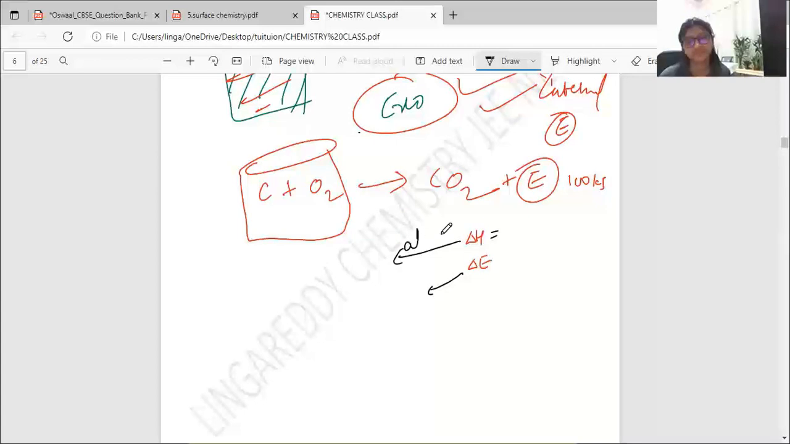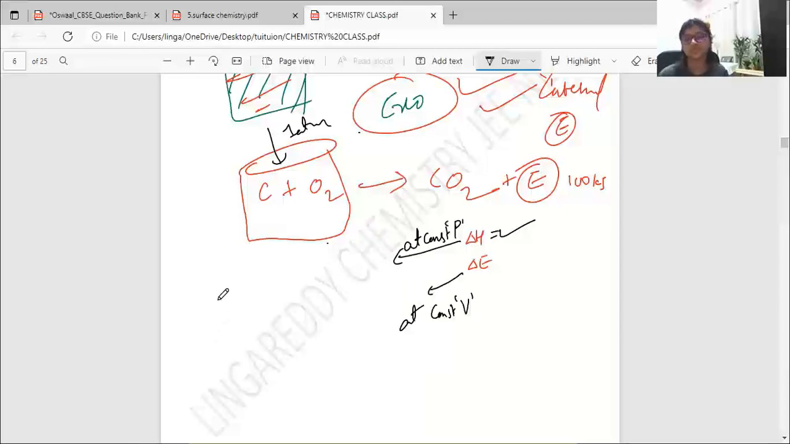At constant pressure, if some reaction is carrying on, that is delta H. At constant volume, that is delta E. In the chemistry laboratory, generally we do reactions in open containers. Whichever you are doing in an open container means what? 1 atm pressure. Constant pressure. That's why we will mention delta H.